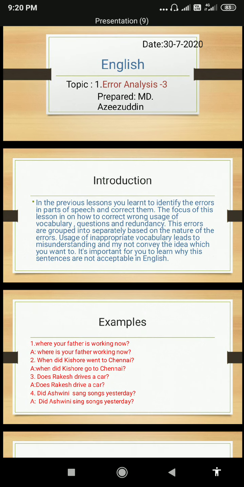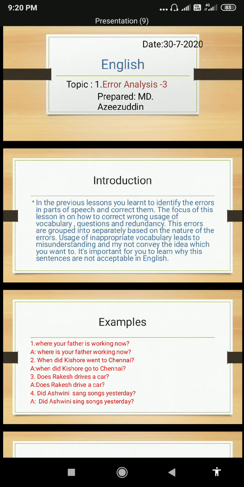If you observe the second one, "When did Kishore went to Chennai?" So this is an interrogative sentence in the past. Whenever you use "did" in interrogative form, the base form of the verb should be used. So here "went" is wrong. The base form of went is go. For that you have to write like this: "When did Kishore go to Chennai?"